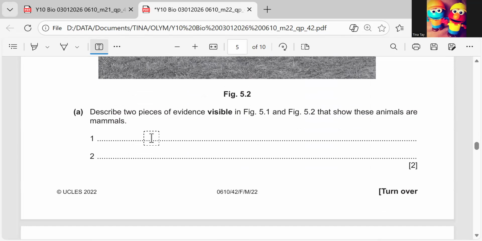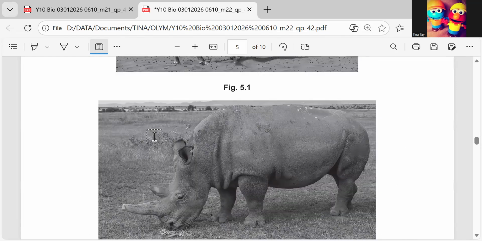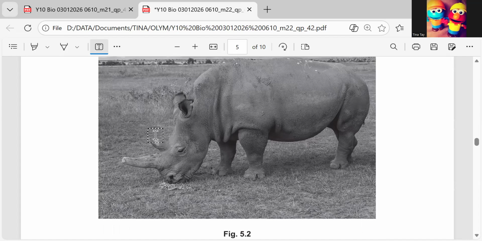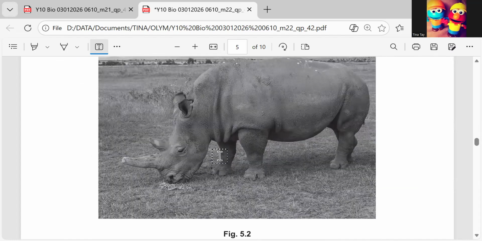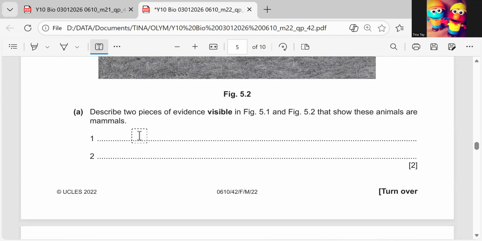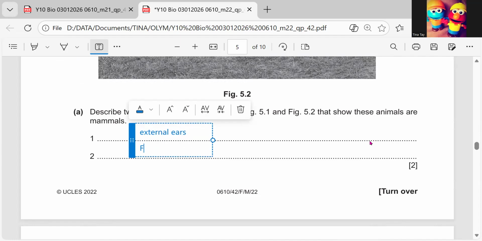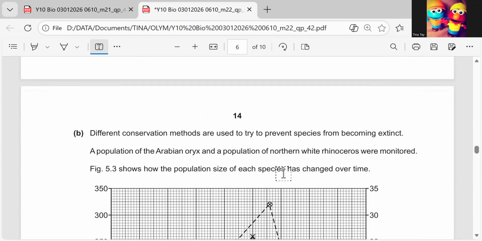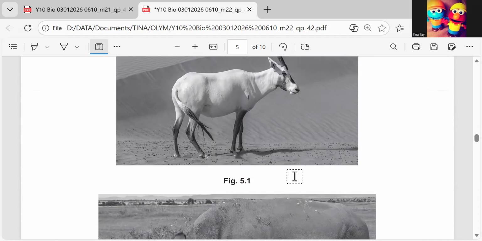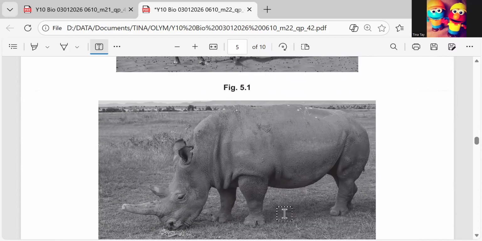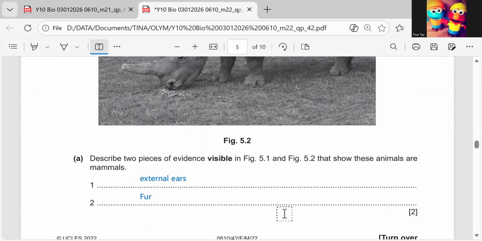Describe 2 pieces of evidence these animals are mammals. External ears and... no, you cannot see. The question says visible. You can see their mammary glands, fur. External ears, fur. But a spider has a little bit of fur too. Yeah, but it doesn't have external ears. They have hairs, but they're not the only ones with hairs. Other animals can have hairs too.